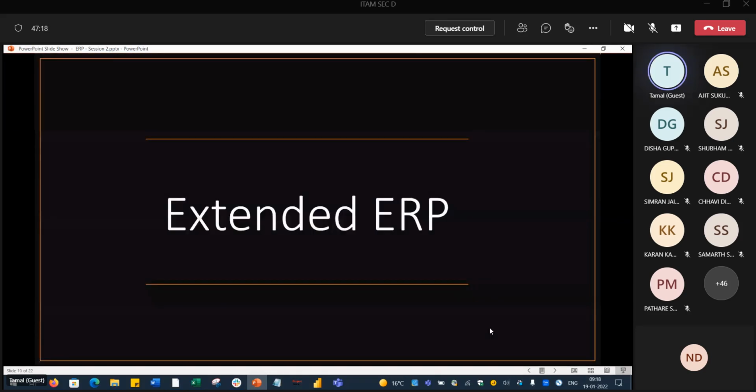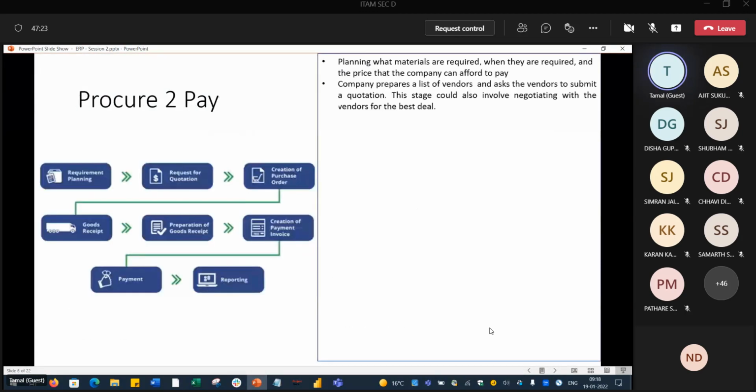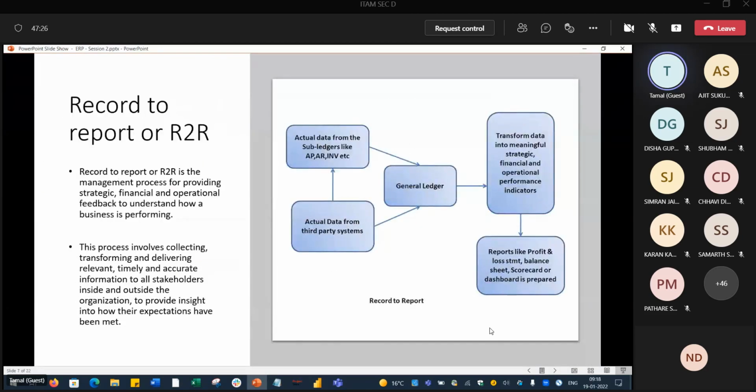So we have started today with R2R. R2R is what? Finance and accounts. General ledger is the main thing, central. And what about account receivables? Account receivables is from O2C. Account payable is from P2P. These are all sub ledgers. Then you also have inventories. Everything will be consolidated in the general ledger, and it will produce the profit and loss, balance sheet, scorecards, etc.